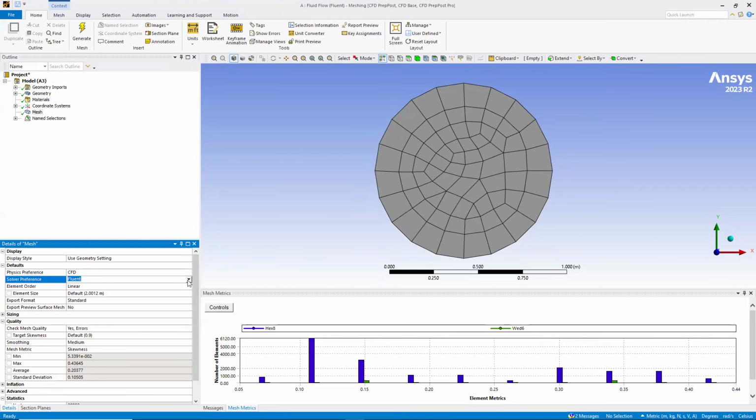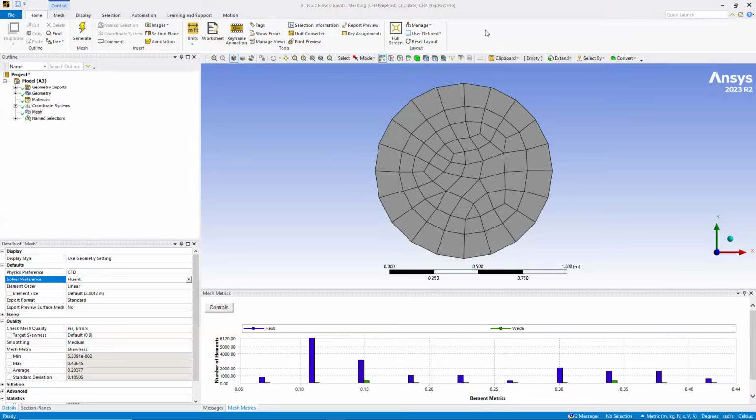Solver preference is like this: if you select the Fluent, the mesh format will be .msh. Okay. So if you choose CFX, the mesh format will be CFX. Okay. So for example, if you choose Fluent as a solver preference, the mesh output will be .msh. It's a mesh format for Fluent. But if you choose CFX, then the mesh format will be CFX5.